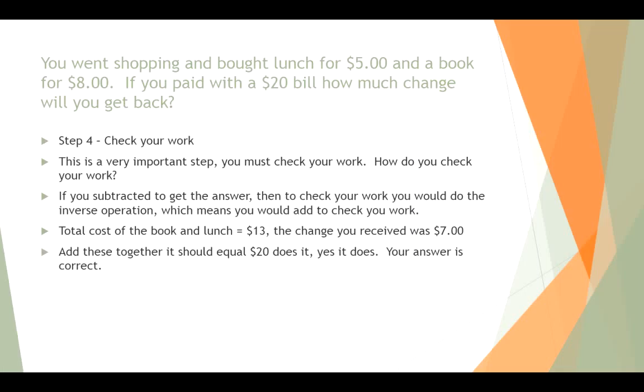This is a very important step. A lot of people want to skip this step, but it's a very important step because you have to make sure that your answer is correct. So, if we subtracted to get the answer, then what are we going to do to check our work? We're going to use the inverse operation, which means that we're going to add to check our work. Total cost of the book and lunch is $13. The change you received was $7. If you add these two together, it should equal what you paid with, which should be $20. Does it? Yes. So guess what? Your answer is correct. So you're done with this problem.